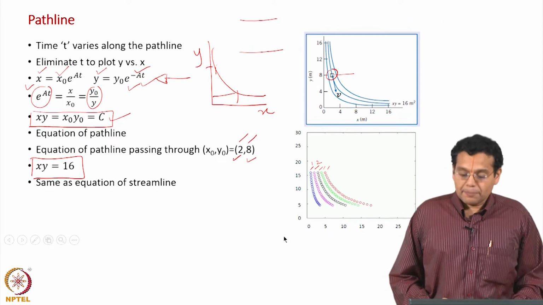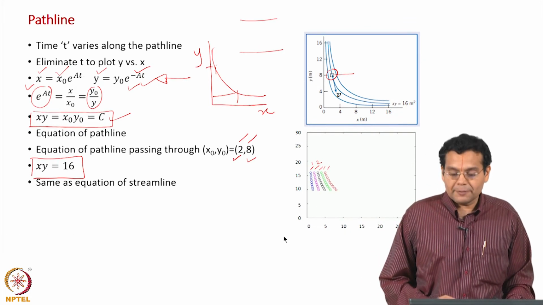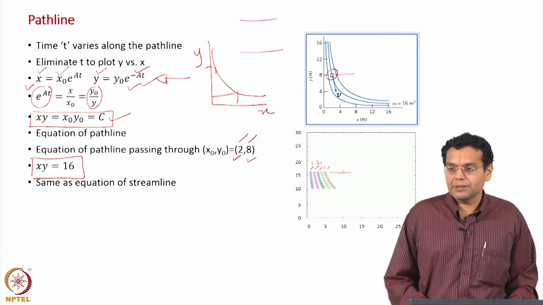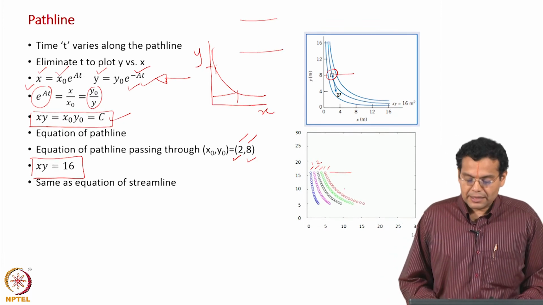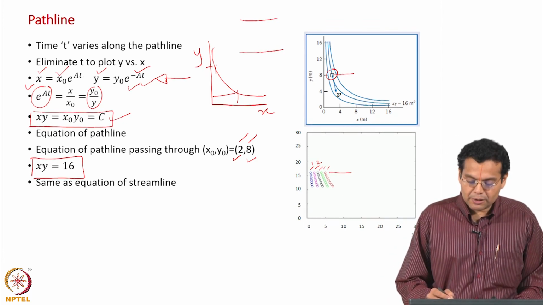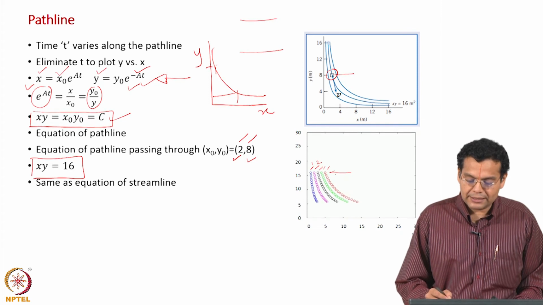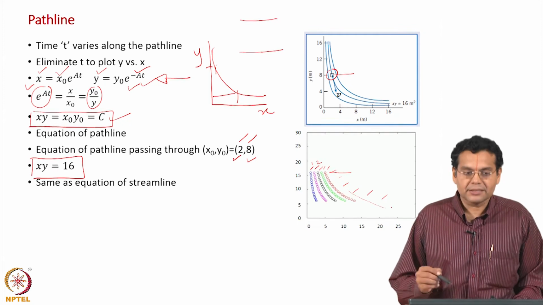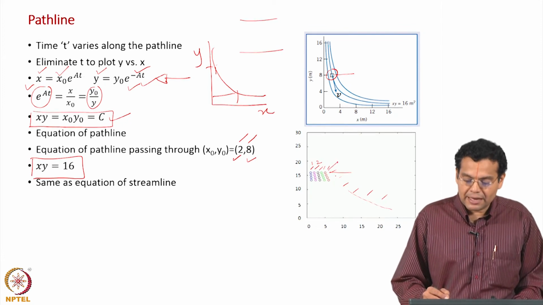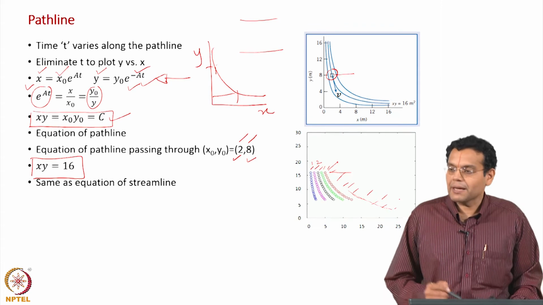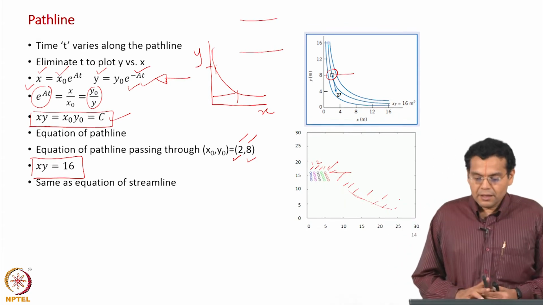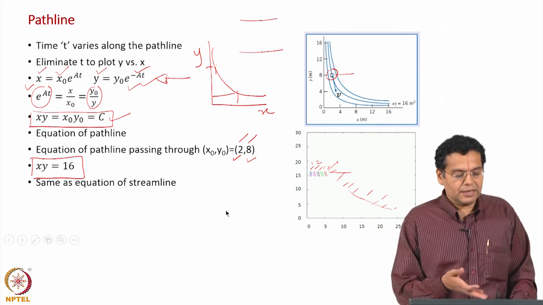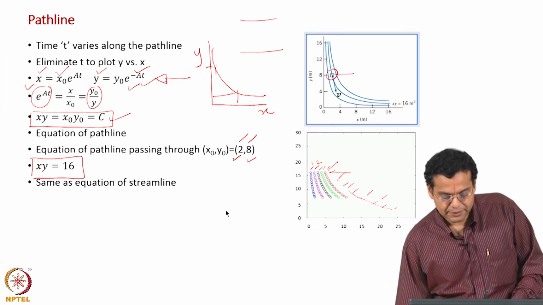So, these are the path lines followed by different fluid particles. This represents their position at time t equal to 0, and then these are the x y coordinates at different times. Remember, along a path line time varies: t equal to 0 here, and t increases along the path line. Now, we have seen that this is of course the same equation as that of a streamline.